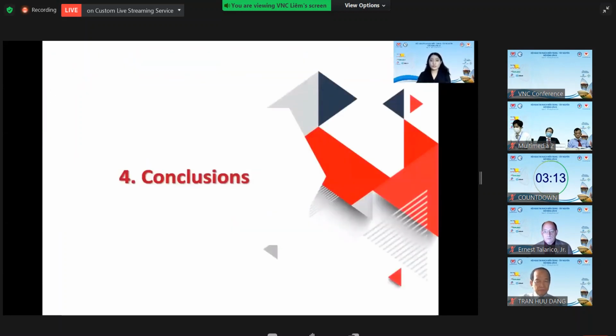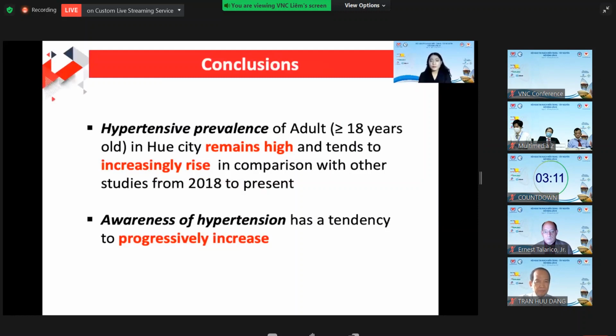Let's move to the conclusion. To summarize, the findings of the study indicated that the hypertension prevalence of adults in Huế City remains high and tends to increasingly rise in comparison with other studies from 2018 to present. In comparison with other studies, awareness of hypertension has a tendency to progressively increase.